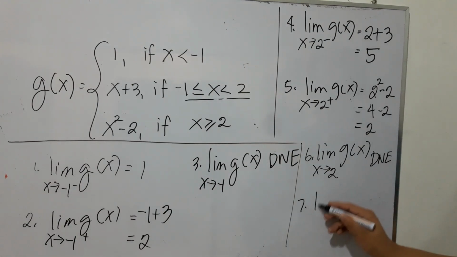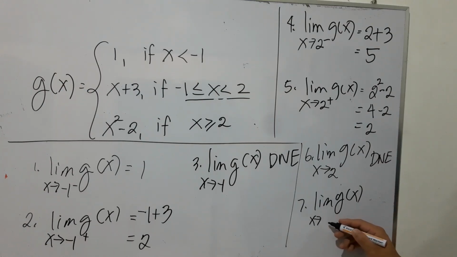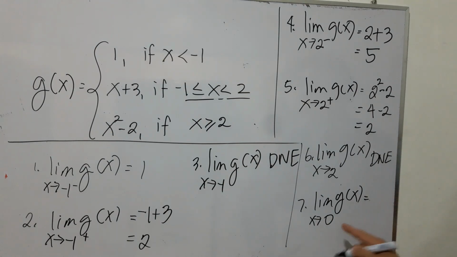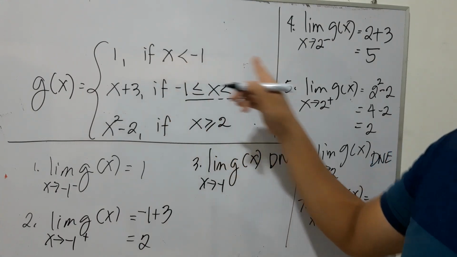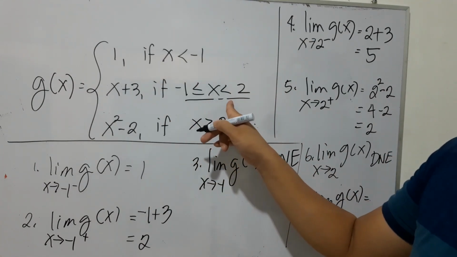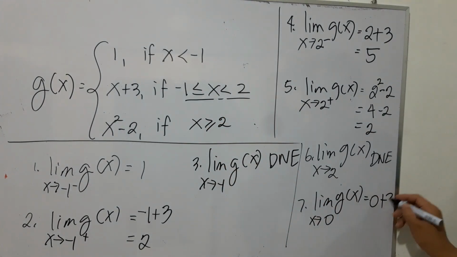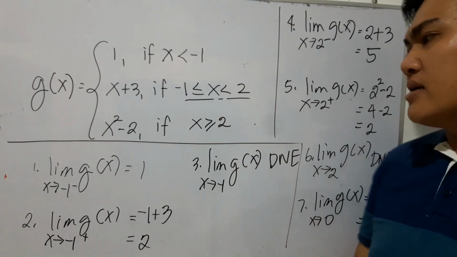How about if you have the limit of g of x as x approaches 0? Where will you substitute here? You just need to substitute where 0 belongs. Where does 0 belong? Less than -1? No. Greater than -1 but less than 2? Yes. So replace x with 0. So 0 plus 3, that is 3. So the limit of g of x as x approaches 0 is 3. So you have to check where the values belong and you substitute there.